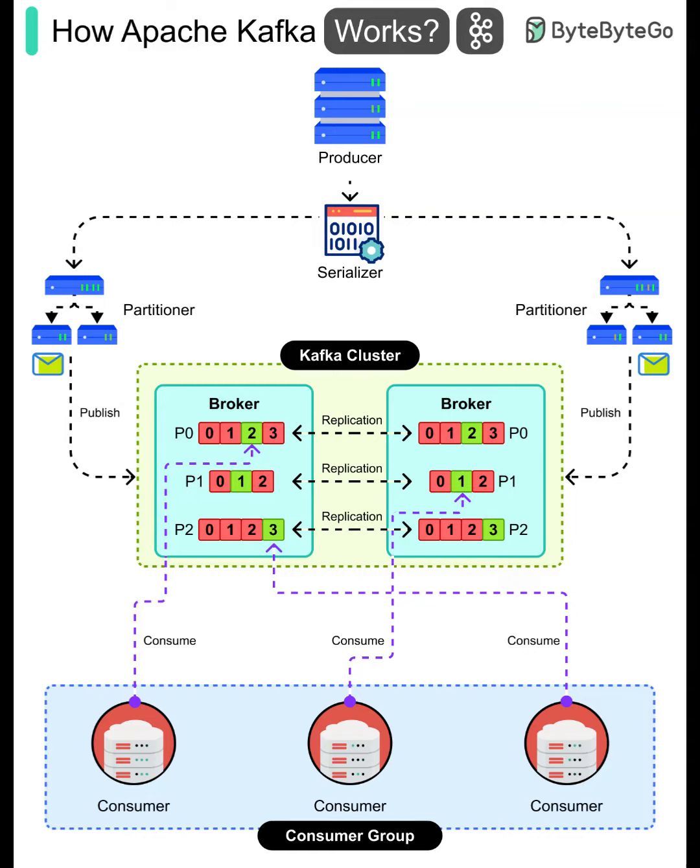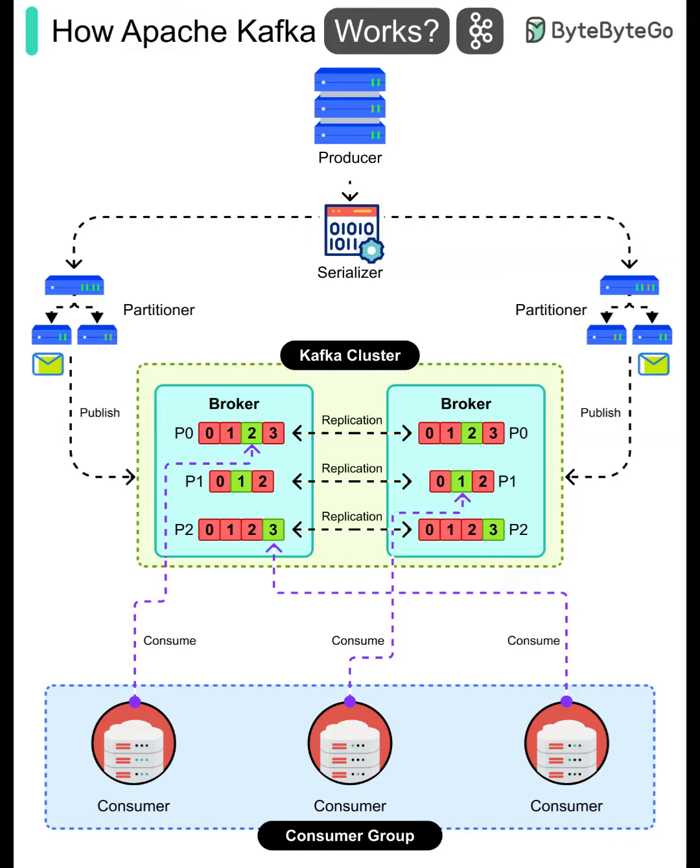In a typical Kafka setup, you have producers. These are applications or services generating data. Think of user activity, logs, sensor readings, or anything needing fast, reliable delivery. Before sending this data, the producer serializes it, converting it into a consistent byte format ready for transport.